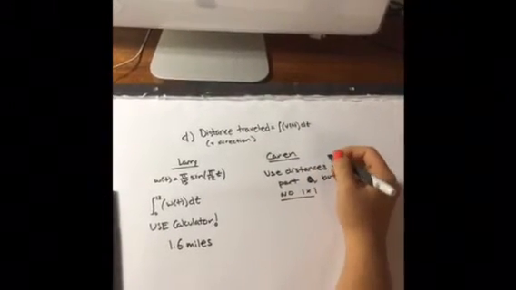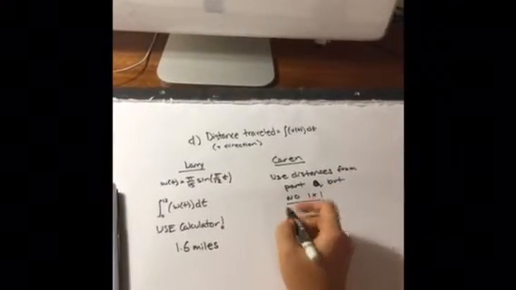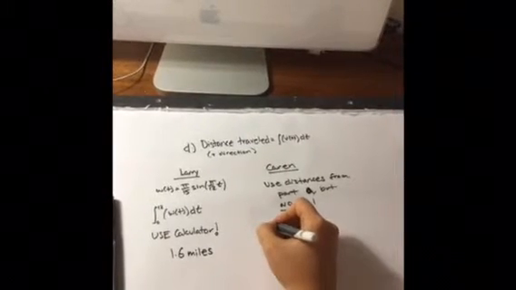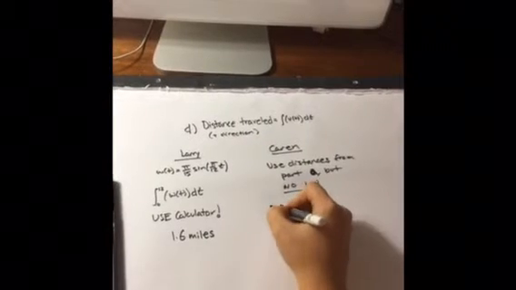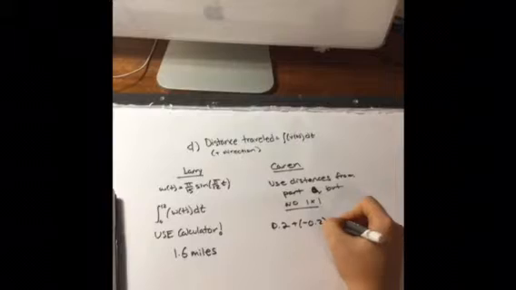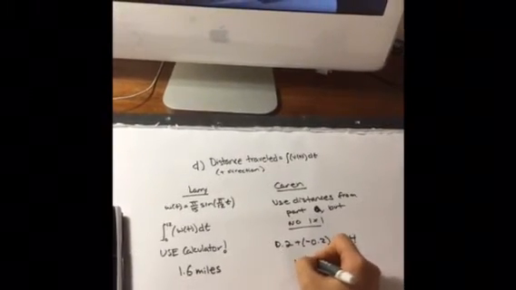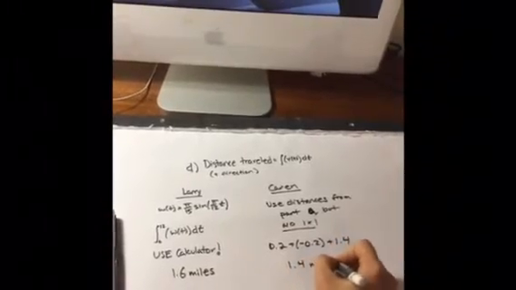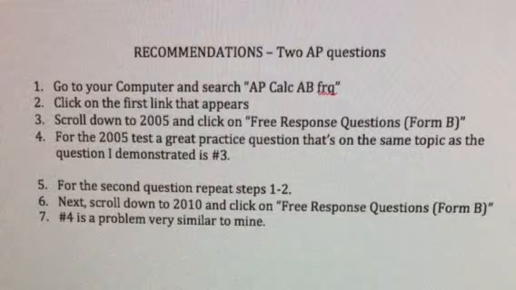Okay, part A. So from 0 minutes to 2 minutes, we found out that she had traveled 0.2 miles. From 2 to 4, she had traveled negative 0.2 miles. And lastly, from 4 to 12, Karen had traveled 1.4 miles. So in the end, her house is 1.4 miles away from school, so she is closer to school of the two. If you want more practice with questions like this, I recommend doing the 2 AP questions I suggest below.